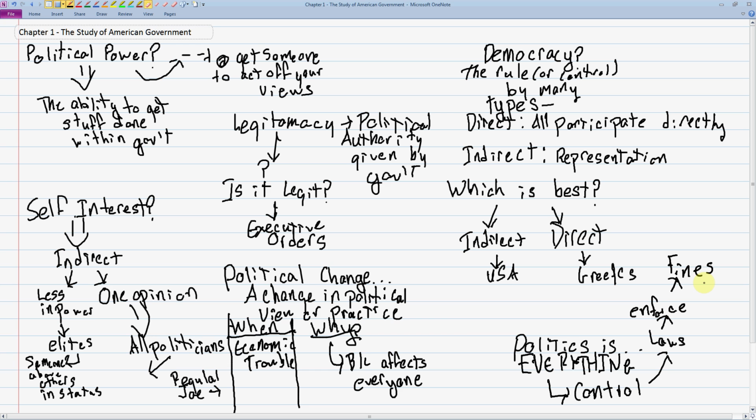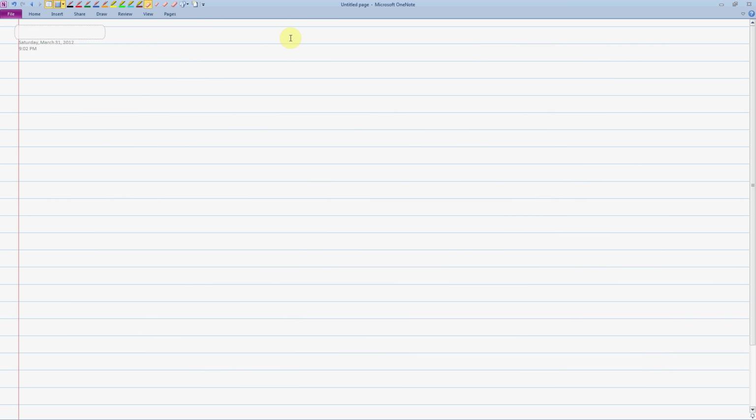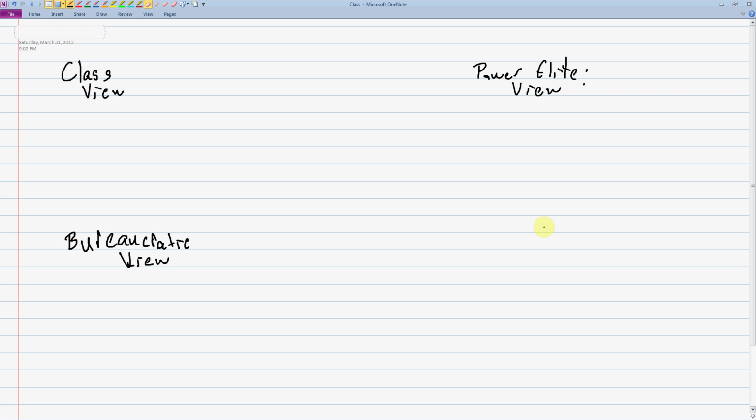So let's see, what do people think of politics? What do people feel about what's going on? Well, let's open up a new quick page here. And there are different views. We have a class view. We have a power elite view. We have a bureaucratic view. I don't know how to spell. And we have a pluralist view.